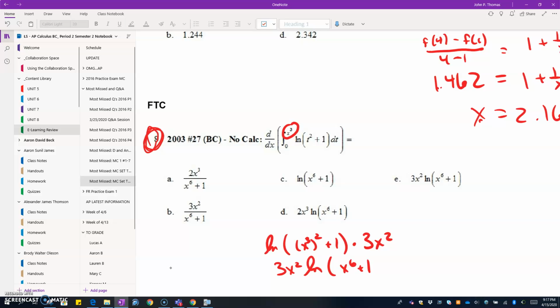All right, so if I clean that up a little bit, I've got 3x squared ln x to the 6th plus 1. All right, so 3x squared ln x to the 6th plus 1. That looks like E is the correct choice. All right, so we choose E on this one. And that's all we need to do, because the integral would give us the antiderivative. Then we take the derivative of that, which gives us the function we started with right back. All right, so we're never actually taking the derivative of the ln, because we take the antiderivative of it first, and then the derivative of the antiderivative.